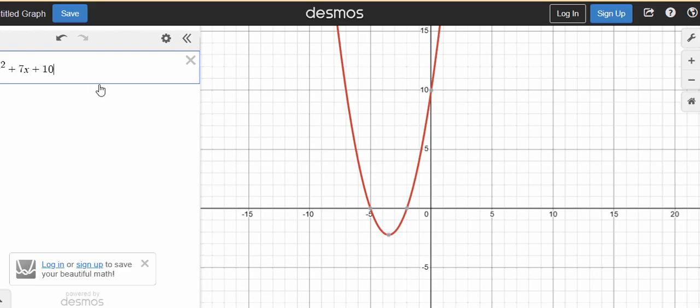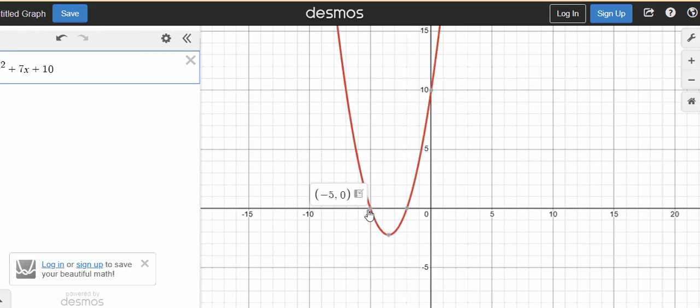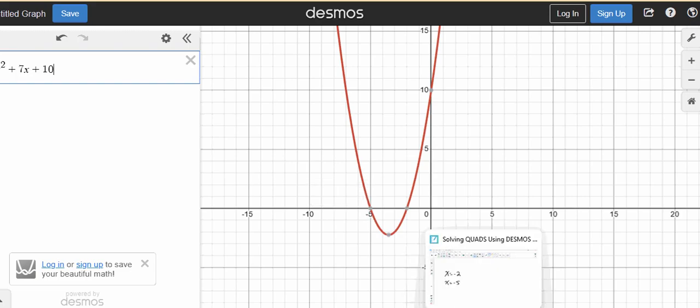Another way to do this is this. Just say, hey, when does x squared plus 7x plus 10 equal 0? And it's going to give you 2 lines. Those 2 lines, you just hover over. It gives us 0 when x equals -2, or x equals -5. So either way, either you do it that way, or just see the graph and you can clearly see -2 and -5. So cool. We're going to be doing this in class.